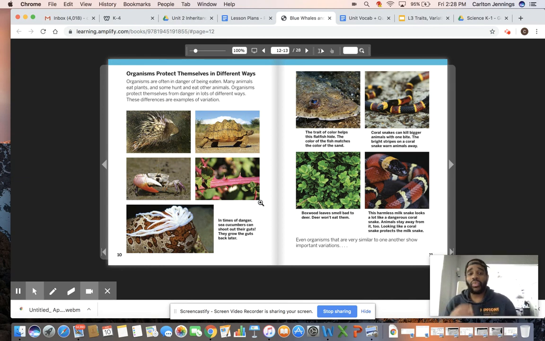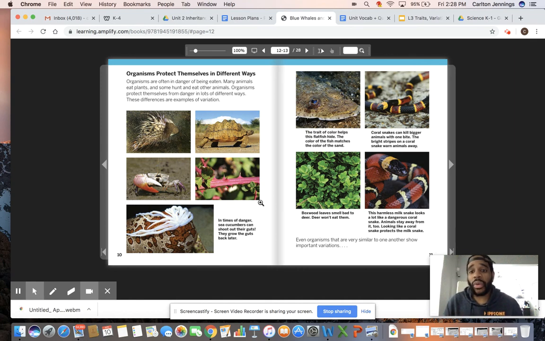So I want you to think, what does a turtle use? What trait does a turtle use to protect itself? Its shell. A turtle uses the trait of its shell to help it protect itself. Or I can say that flatfish use the trait of their color to hide. This will be up in your exit ticket.